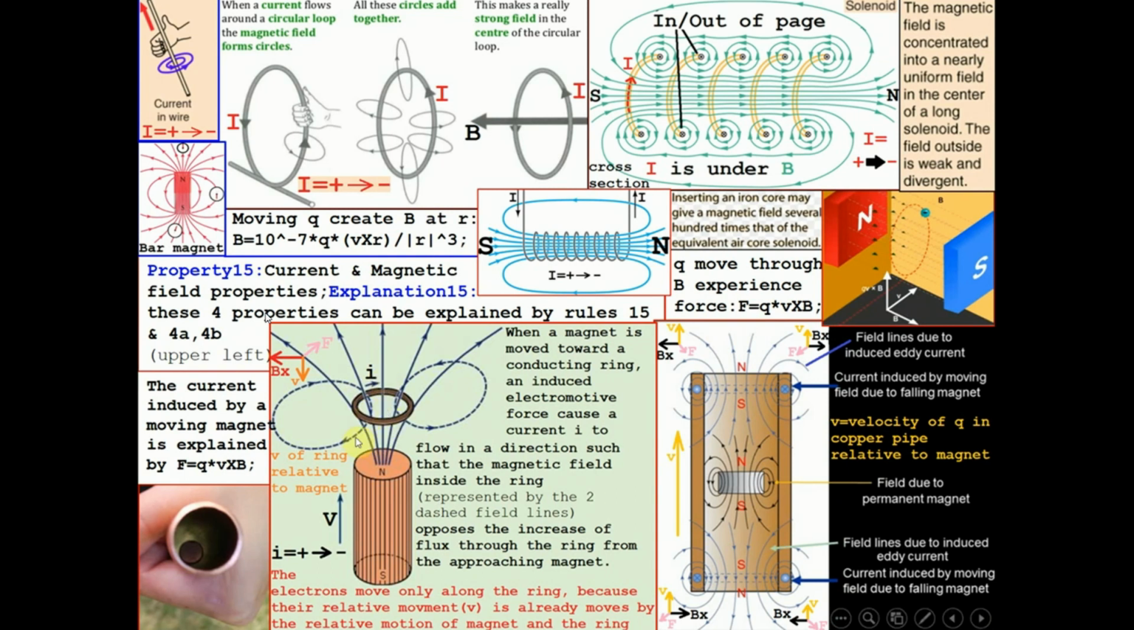When a magnet falls through a copper pipe, it will slow down, because the electron in the copper pipe will also feel a force by rule 15 and will create current around the cross-section of the copper pipe. This current will create a magnetic field that will oppose the movement of the magnet.